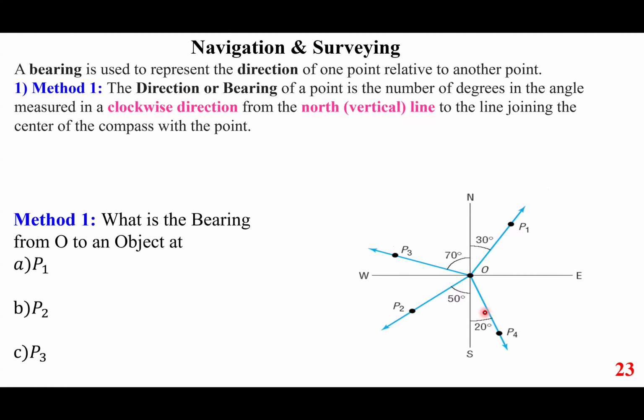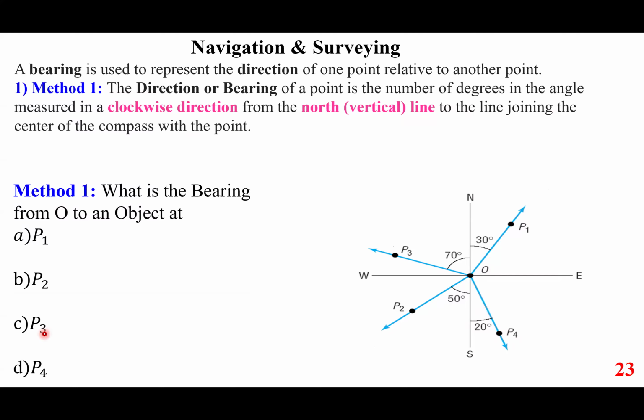So let's look at this. P1, we start with north. What is this angle? 30 degrees. That's it. P1 is 30 degrees. Now, P2. How do you come up with this angle? This is 50, and this is 180. So 180 plus 50. This one to here is 180, and then this adds 50, 230.